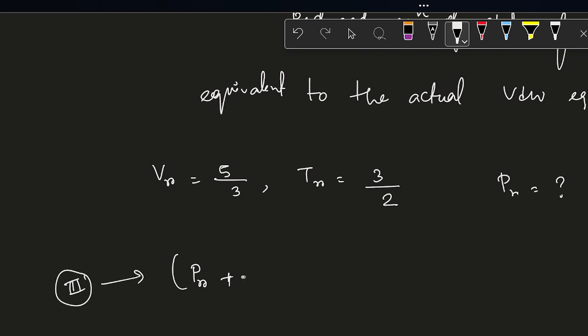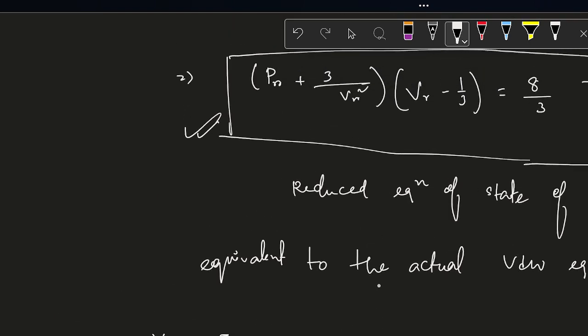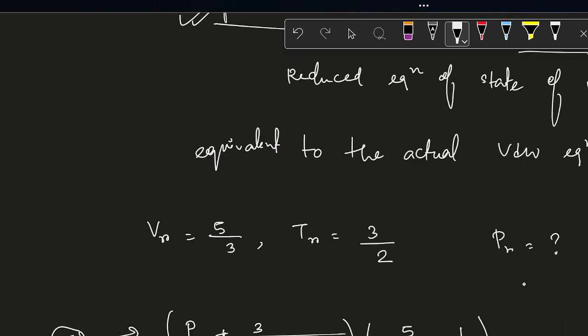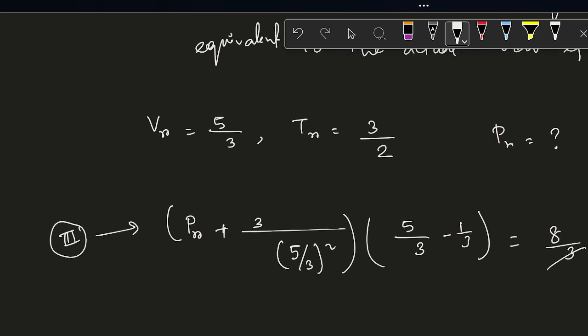You get PR plus 3 by VR square, we replace the value of VR as 5 by 3, this whole square, and then VR minus 1/3. So VR value is now 5 by 3 minus 1/3, equal to 8 by 3, into TR. So 8 by 3 into TR value, which is 3 by 2, that is given in the question. So cancelling out, this is just 4, and this is PR plus 3 into 9 by 25, and this is 3, 5 minus 1 is 4.